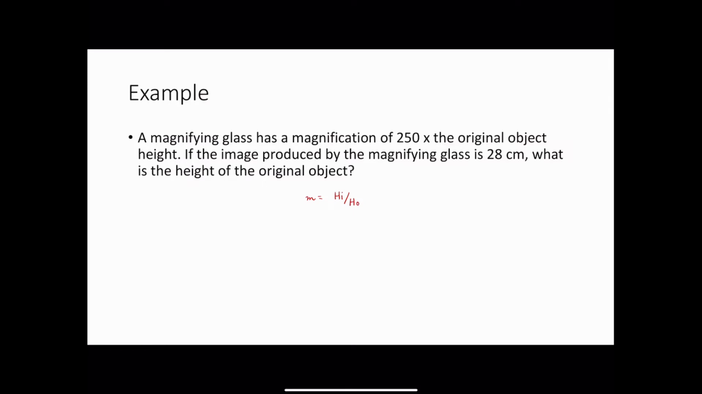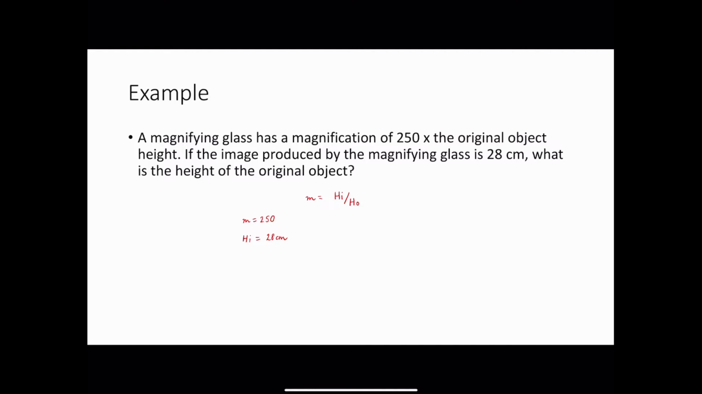And now I'm going to read through the question and see what information I have been given so that I can plug it into that equation. So I've been told that my magnifying glass has a magnification of 250. So M is equal to 250. And I don't have to worry about a unit because remember, magnification is a ratio. I've also been told that the image produced by the magnifying glass is 28 centimetres. The height of the image is 28 centimetres. But I've not been told the height of the object, so that's my unknown.